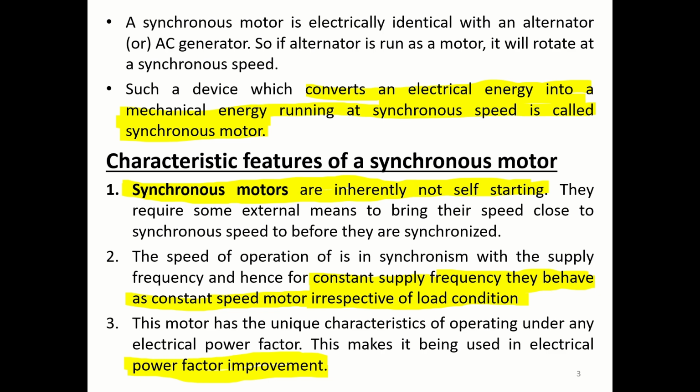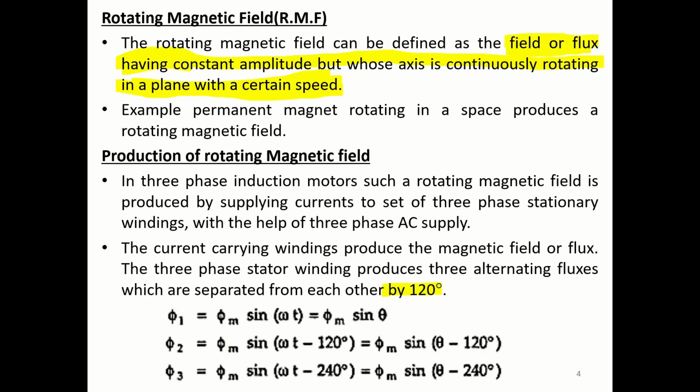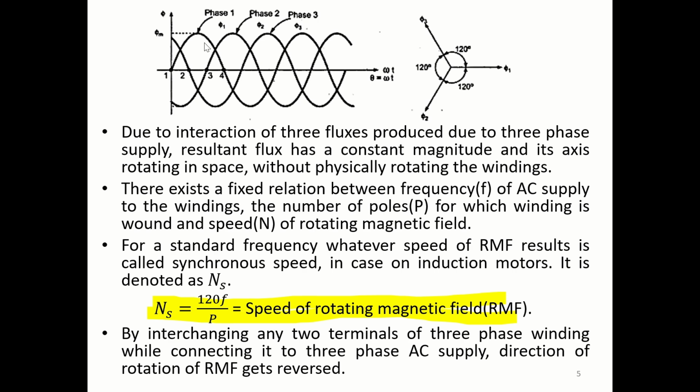Next, the rotating magnetic field. This is one of the important questions asked from an interview perspective. A rotating magnetic field is defined as a field or flux having constant amplitude whose axis continuously rotates in a plane with a certain speed. For each phase there will be a 120 degree phase difference, as you can see here.